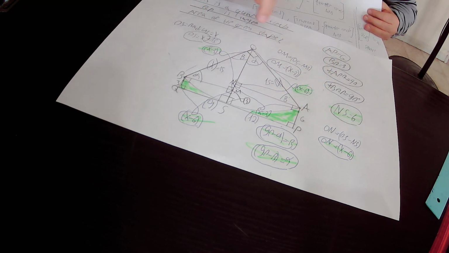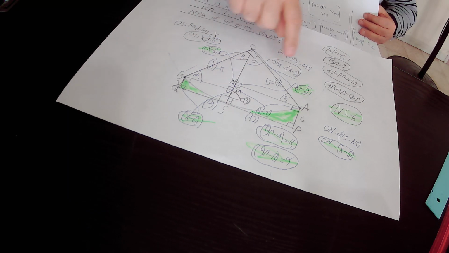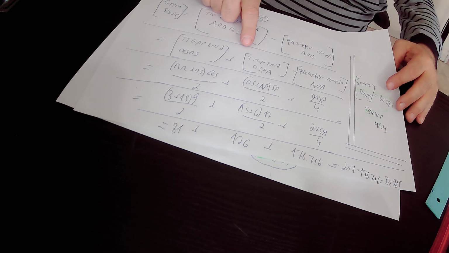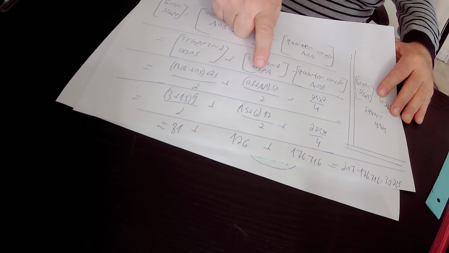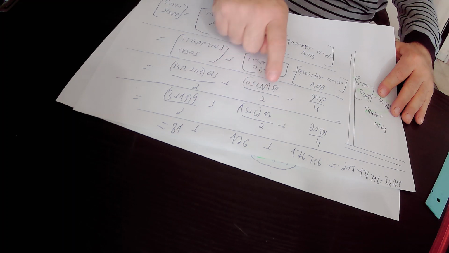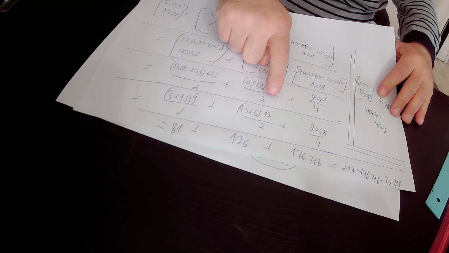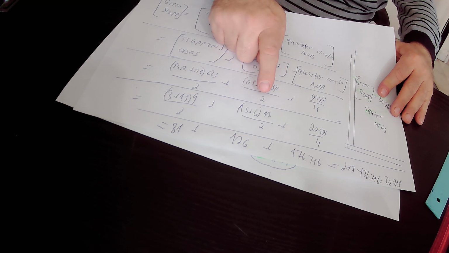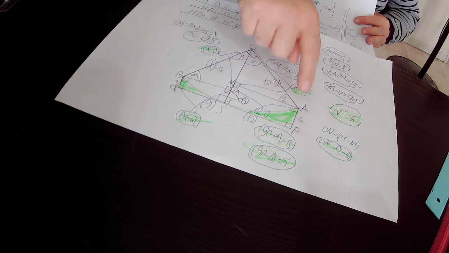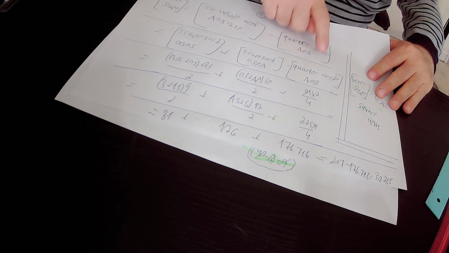What is the area of this trapezoid OSPA? The area of trapezoid OSPA equals the sum of its bases, that is OS plus AP, times the height, that is SP, over 2. OS is 15, AP is 6, SP is 12, over 2. 15 plus 6 is 21, times 12 over 2 is 6, and 21 times 6 is 126. So the area of trapezoid OSPA is 126 square units, minus the area of the quarter circle AOB.